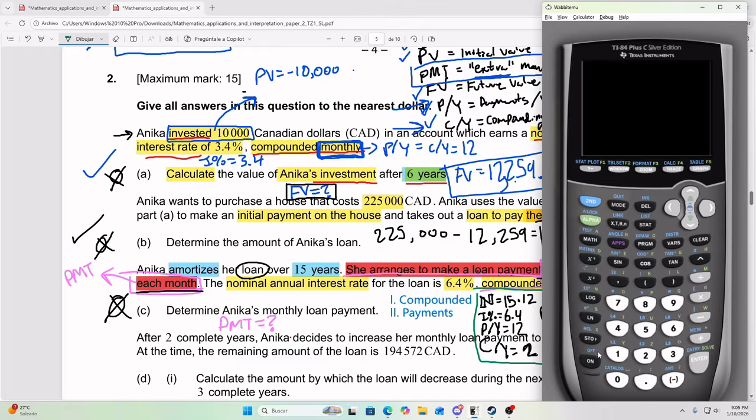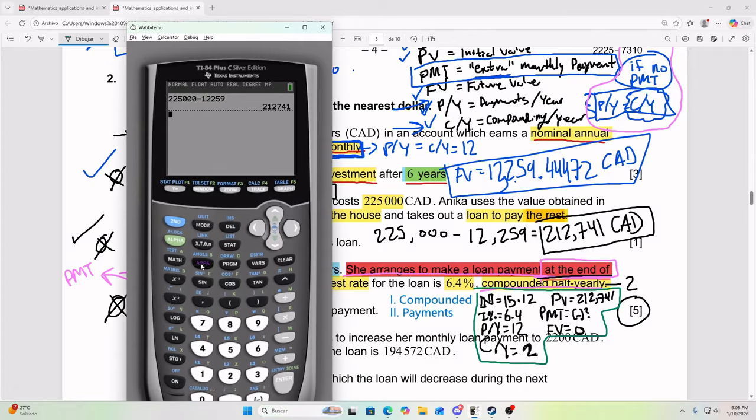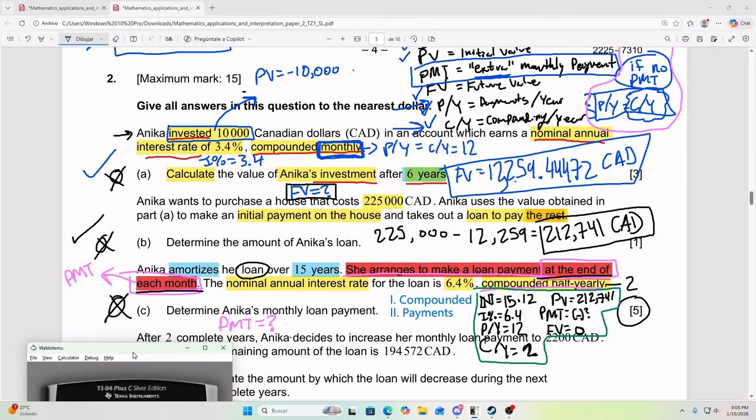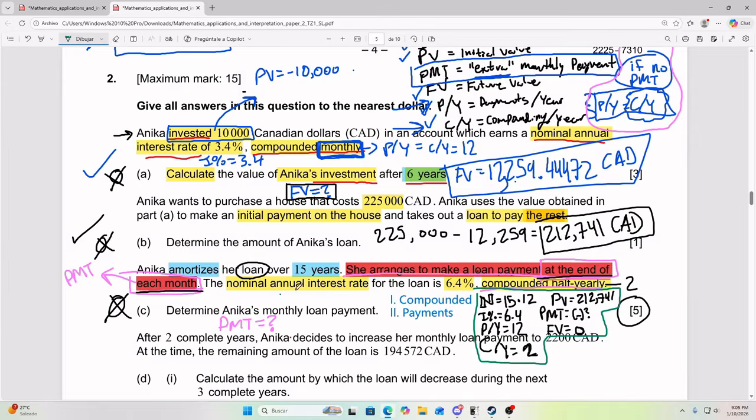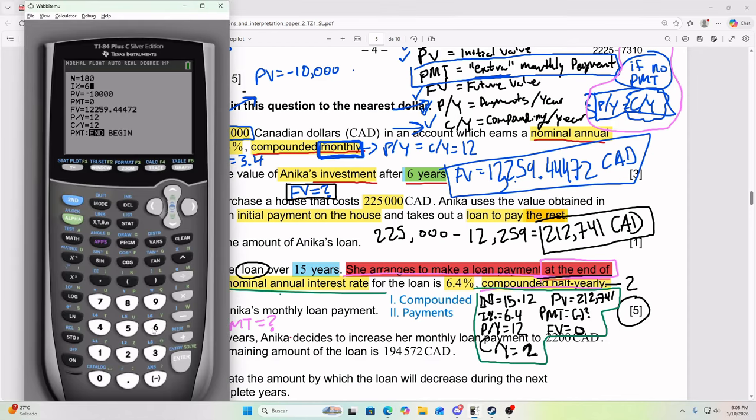So if I go over here and go into the finance app, this is what will help me discover what PMT is and Nika's monthly loan payment. So big N is going to be 15 times 12 because again, it's years times your PY, which is payments per year. Your I%, we will always leave it as they give it to us because it almost always says nominal annual interest rate. So you just leave it as 6.4. We pretty much never change that in my experience.